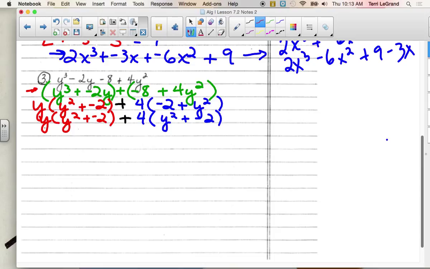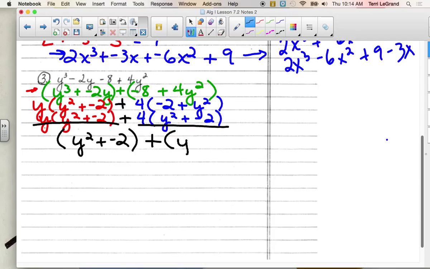Okay, so what's our GCF of this one? Y² plus -2, that binomial factor they have in common. After we divide that GCF out of our two-term polynomial as it is right now, one term, two terms, we have another factor here. We bring our Y down, and there's where we bring our plus sign down, and we bring our 4 down.